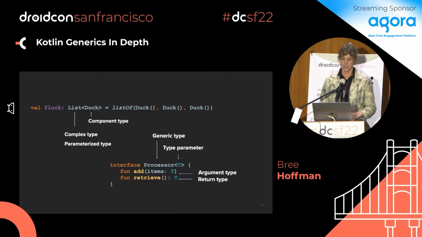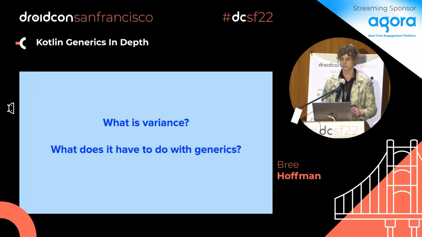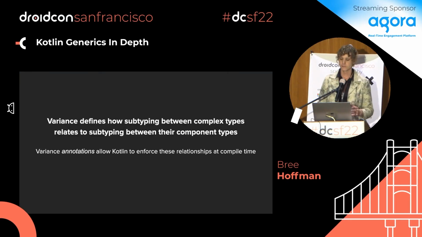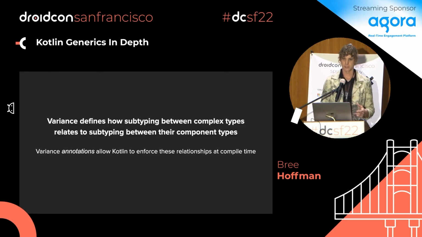I wanted to start with variance because if we get our heads wrapped around variance, the other concepts are going to make a lot more sense. So what does variance have to do with generic types? I would say that variance defines how subtyping between complex types relates to subtyping between their component types. And then we use variance annotations in Kotlin to enforce these relationships at compile time.